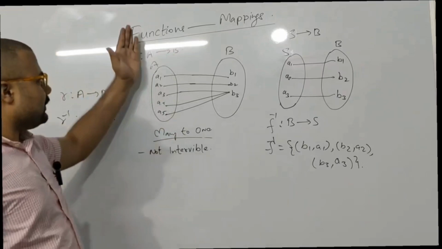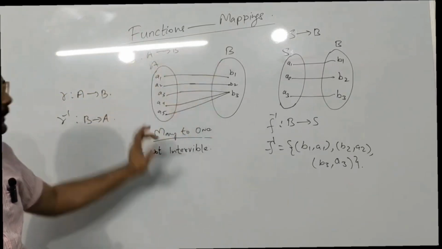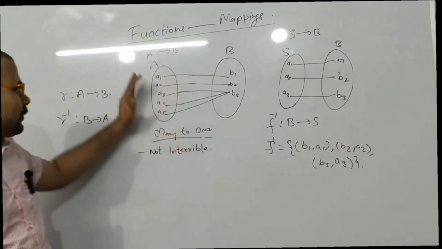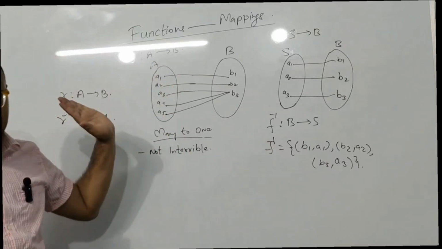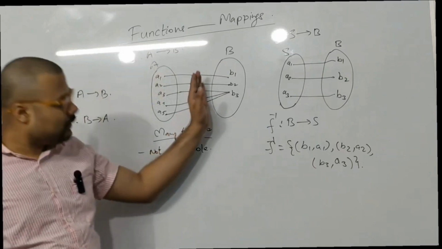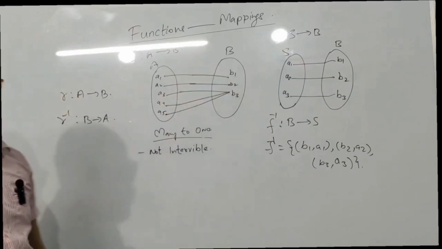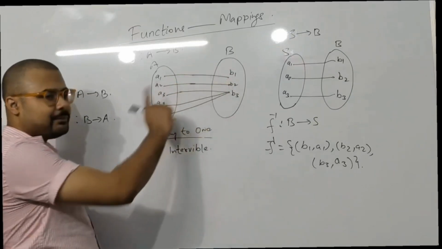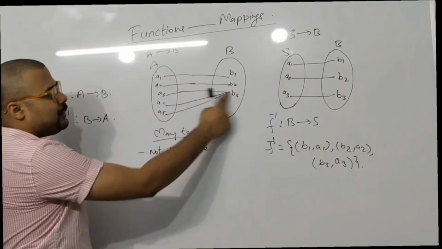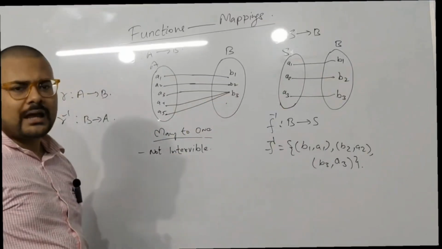Now let me tell you that f is a mapping from set A to set B. Set A is called the domain, set B is called the codomain. From set A, each and every element is uniquely mapped in a function. And when it comes to set B, what are the possibilities for any element of set B? Either it is mapped or it is not mapped. If it is mapped, it may be mapped to a single element, it may be mapped to many elements, or there may be some elements that do not have any pre-image.